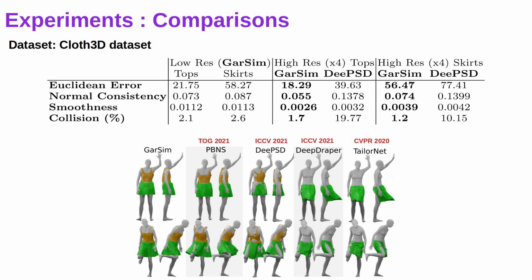Qualitative comparison with PBNS, DPSD, Deep Draper, and TailorNet. Notice the non-smooth surface, floating straps, and collisions in the PBNS and DPSD. We can observe the cloth quality predicted by PBNS is not good, with an irregular mesh surface, the straps in PBNS are floating in the air, and garments are colliding with the body, while GarSim produces significantly better pose-aware deformations and straps are resting on the body.